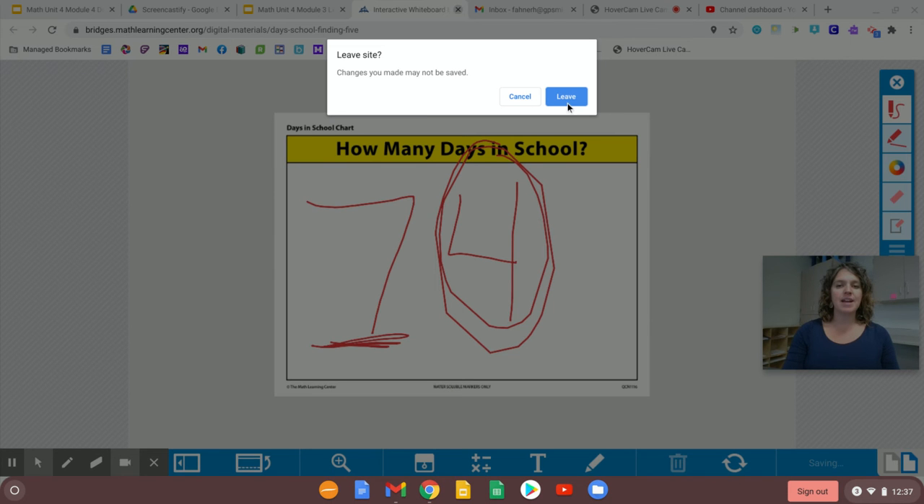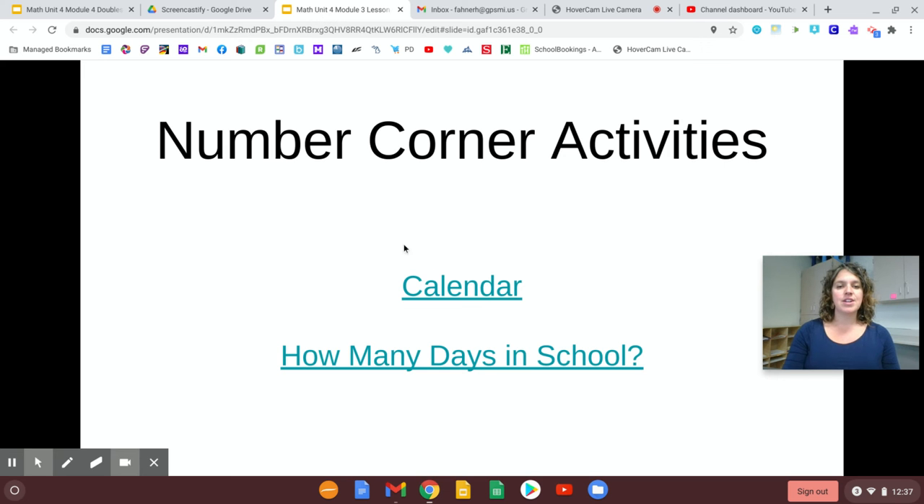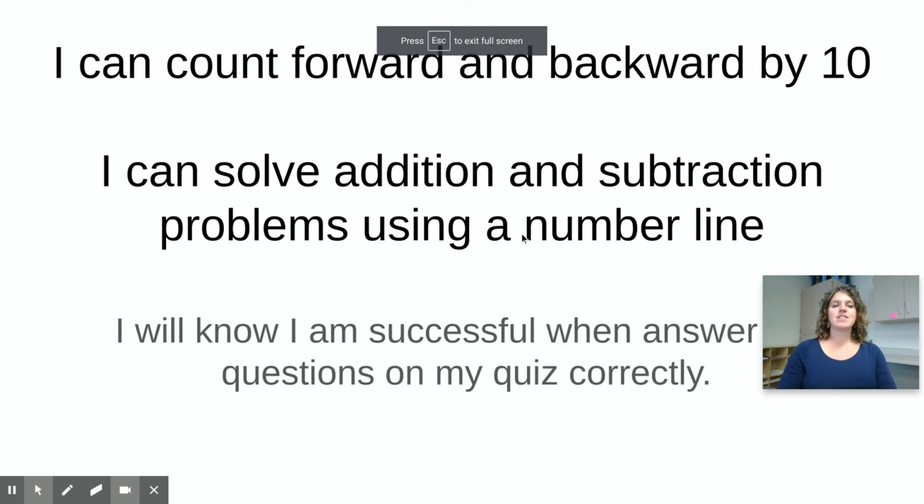So let's get back to our lesson for today. Today we're going to be really focusing on counting forward and backward by tens. And you're also going to be able to solve some addition and subtraction problems using a number line or even your 120 chart. You'll know you're successful when you can answer the questions on the quiz correctly.